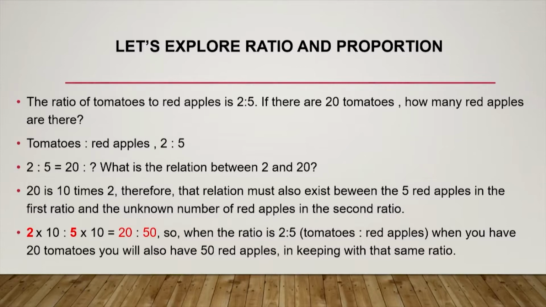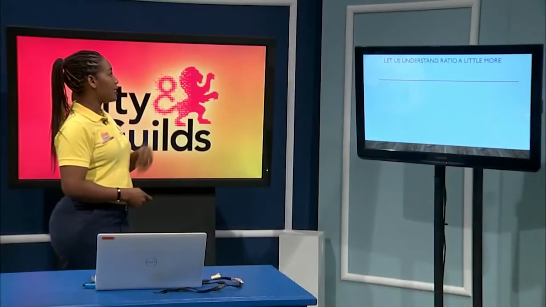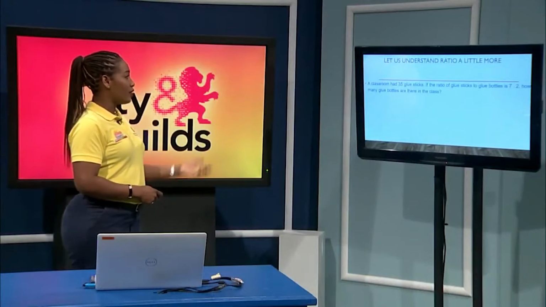All right. And this would keep the ratio the same, because if I were to simplify 20 to 50 by dividing by 10, clearly we'd get 2 to 5. Awesome work. All right, let us understand ratio a little bit more. So we have another scenario.